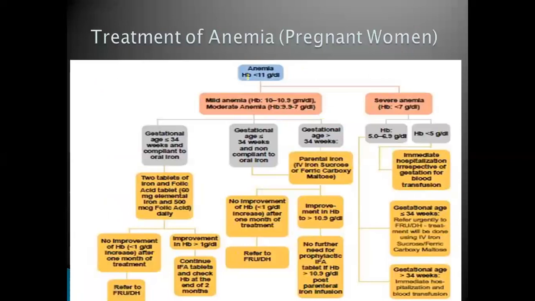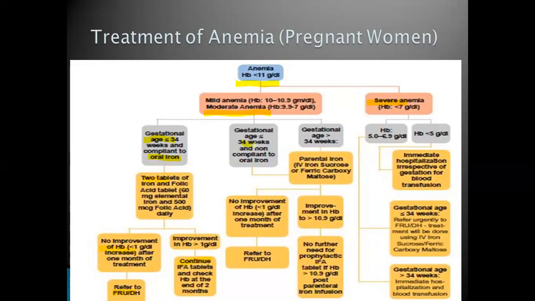So coming back as a recap, anemia in pregnancy is hemoglobin less than 11 gram. We are dividing it into mild and moderate at one place and severe in the other wing. In mild and moderate, if gestational age is less than 34 and compliance to oral iron is there, then we give 2 tablets of iron folic acid. If there is no improvement after 1 month, then this warrants a referral to a higher center. If the improvement is there, then you continue with the 2 tablets.